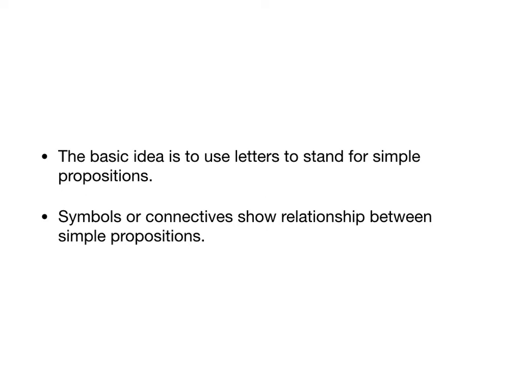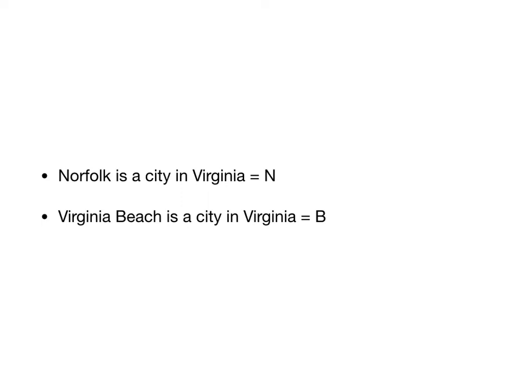Now let's see what it actually is, right? So look, if you have a really simple proposition like Norfolk is a city in Virginia or Virginia Beach is a city in Virginia, you can just put a little equal sign, pop in a letter, and you're done, right? Norfolk is a city in Virginia equals N. Virginia Beach is a city in Virginia equals B. It's all you need for those simple claims.